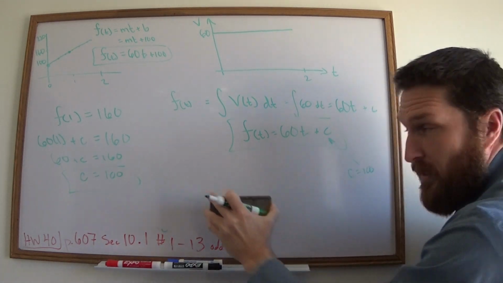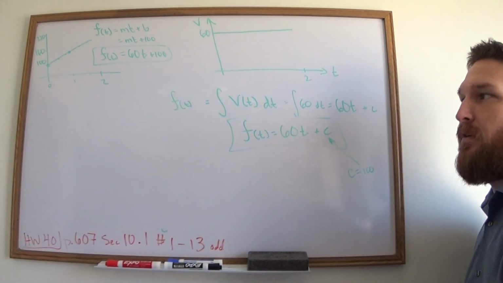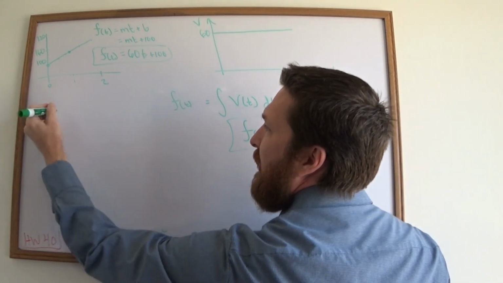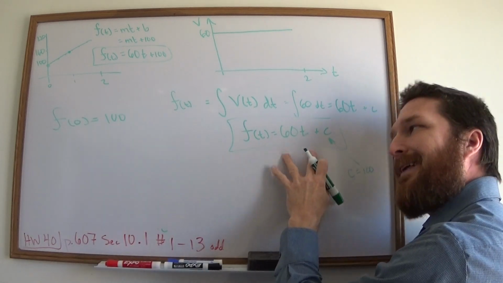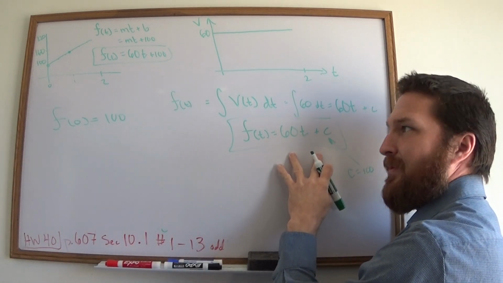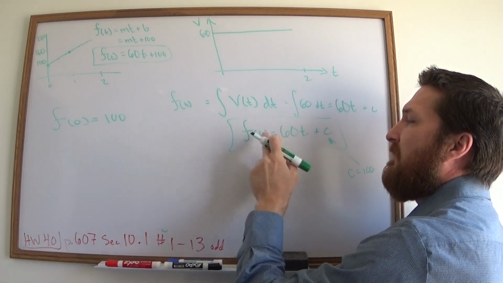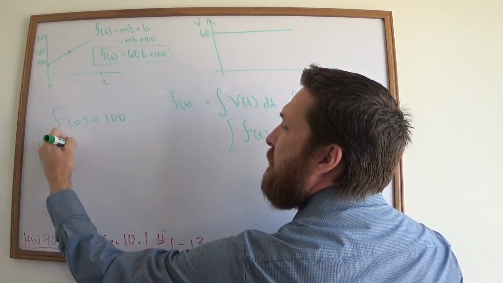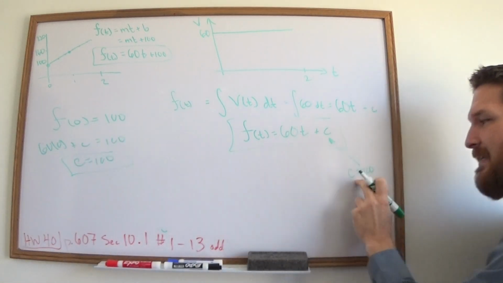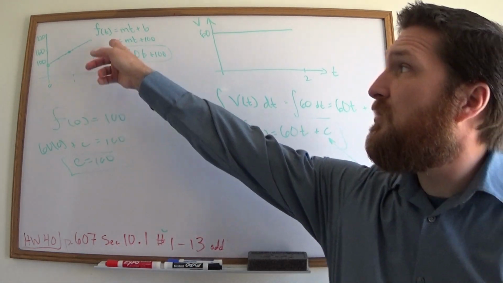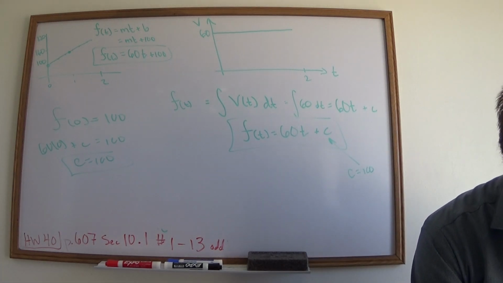But if he didn't have that point, he could have used another point. The easiest one to use, if you happen to know where you start, if you happen to know that f of 0 is equal to 100, well, that makes your life a little easier. Not all functions are so nice, but they usually are. If you plug in a 0, it almost always makes your life better. So 60 times 0 plus c equals 100, so c is equal to 100, and we come to the same conclusion. You also could plug in a 2, get out a 220, use this, and you'll find in every case that c is equal to 100.